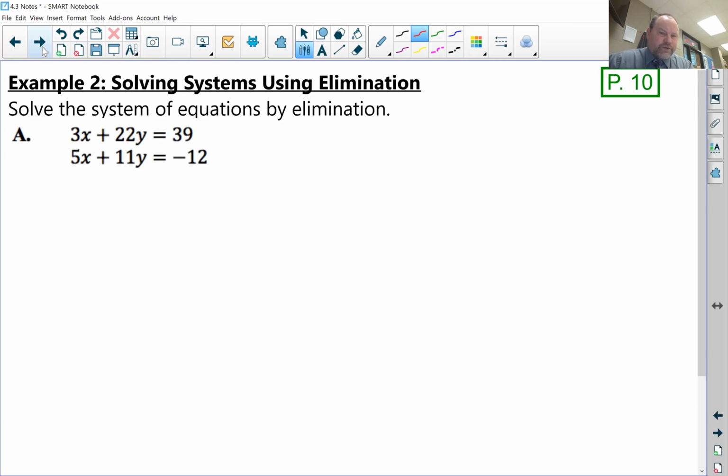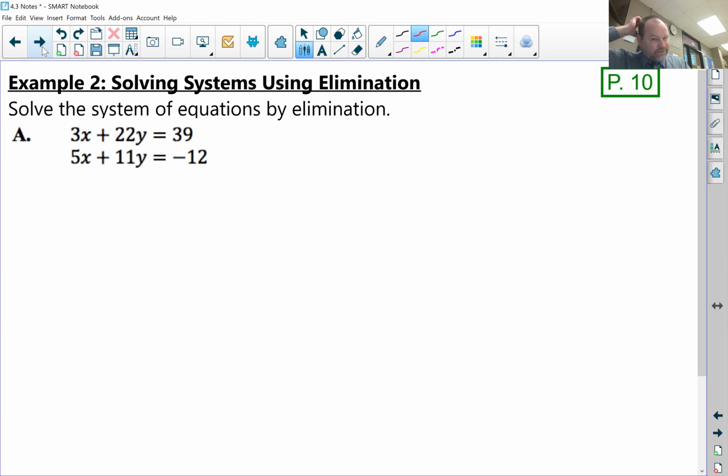3x plus 22y equals 39. 5x plus 11y equals negative 12. Now, when I look at this one, I don't have coefficients that are exactly the opposite, and I don't have coefficients that are exactly the same. So now I need to try to figure out, can I multiply one equation by something to get exactly the opposite for my coefficients?